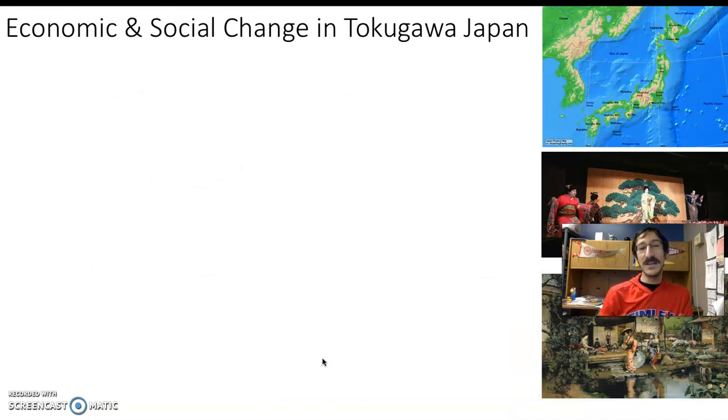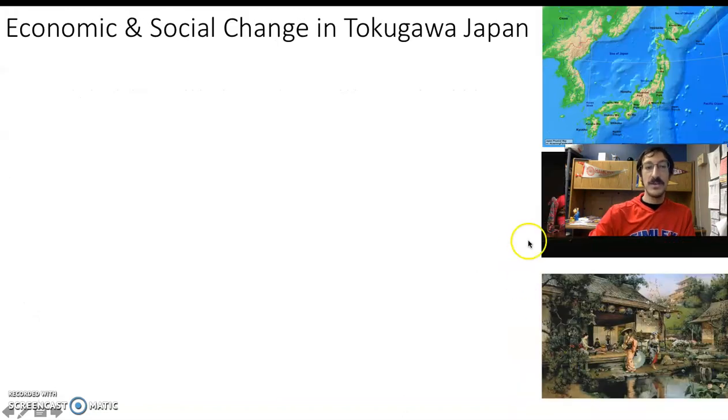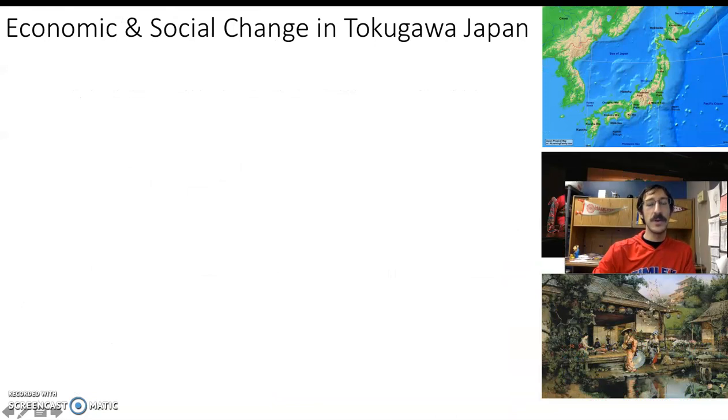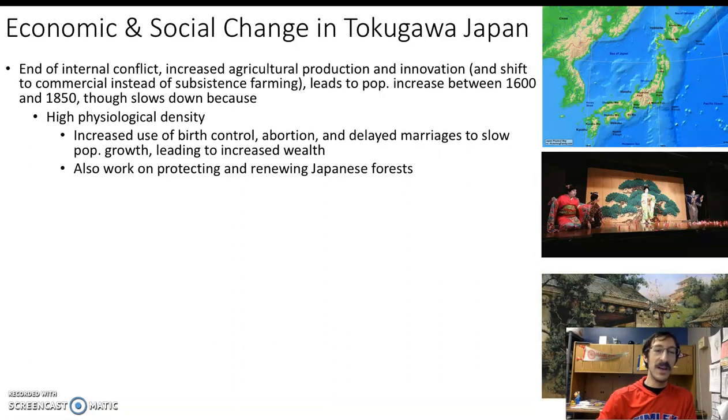So, in terms of maintaining economic and social stability, and I should say back down here, here's an image of the shogun meeting with his advisors, the shogun in the middle of that image. Now, the economic and social change that occurs under the Tokugawa shogunate, but also what stays the same. With the end of internal conflict, we get increased agricultural production and innovation. Just as China had shifted away from subsistence agriculture, where you're providing for yourself and your family, they shift to commercial agriculture, producing cash crops to increase self-sufficiency across all of Japan.